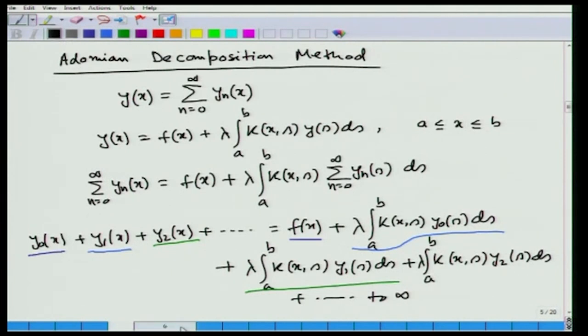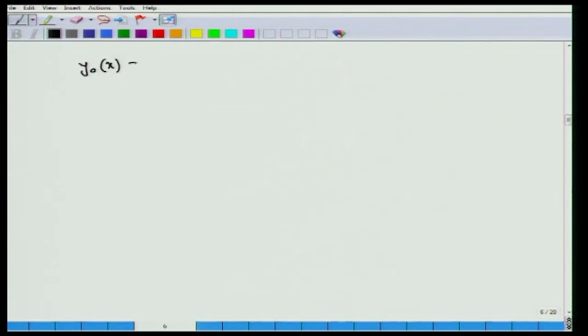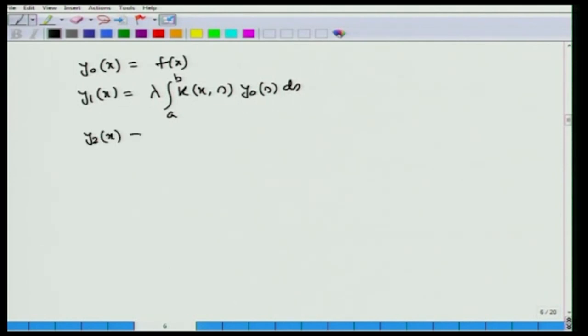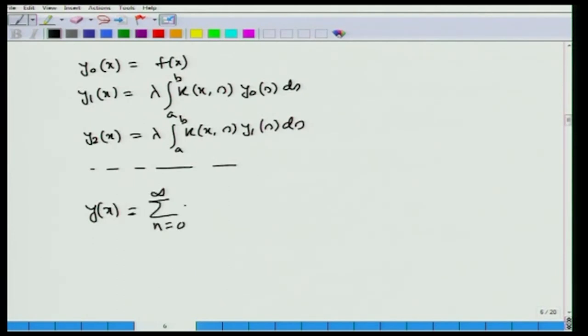So, that means recursively we can get the terms, that is y 0 x equal to f x, then y 1 x equal to lambda integral a to b k of x comma s y 0 s d s, then y 2 x equal to lambda integral a to b k x comma s y 1 s d s and so on. So, evaluating this y 0 x, y 1 x, y 2 x and so on, you can get the solution of the given problem y x equal to sigma n running from 0 to infinity y n x. And depending upon the problem you are going to solve by this method and the iterates you are getting, you will have the answer whether the solution comes out to be a closed form or not. That completely depends upon the problem involved.